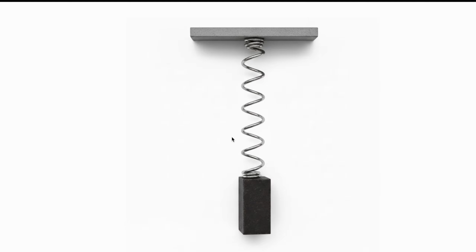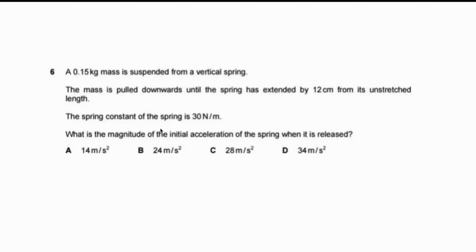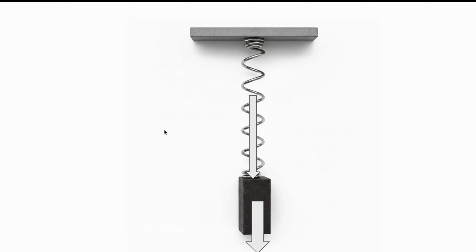So for visualization, this is what the spring probably looks like. It has a mass over here, and this is a spring. These are the forces acting on the spring: the weight of the little mass that it's attached to, and the force acting on the spring, which is causing it to stretch.